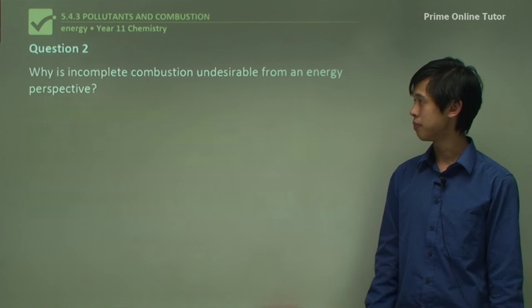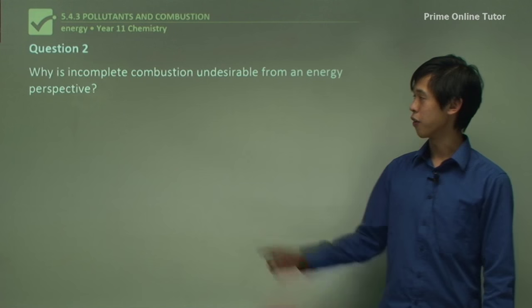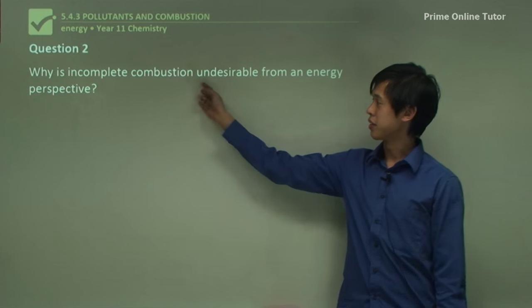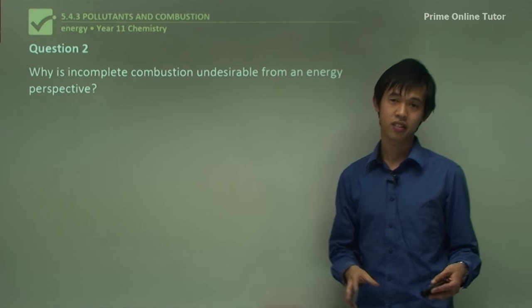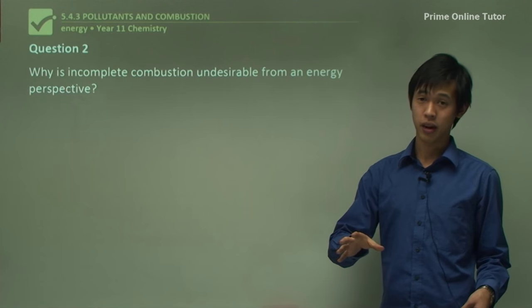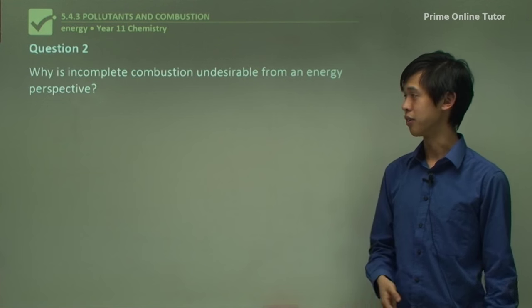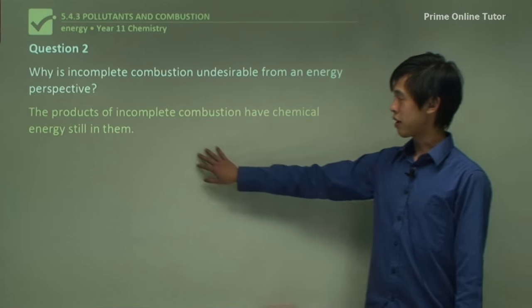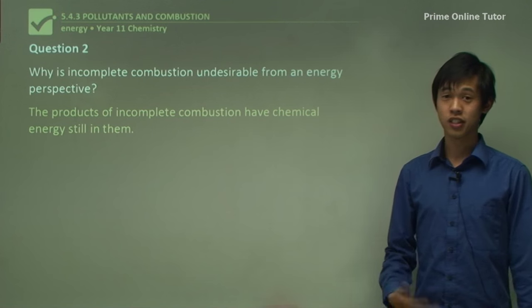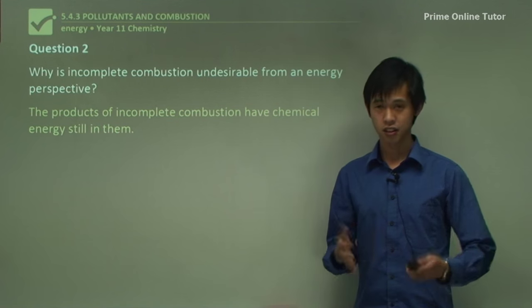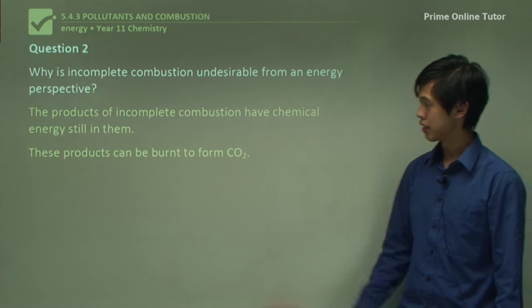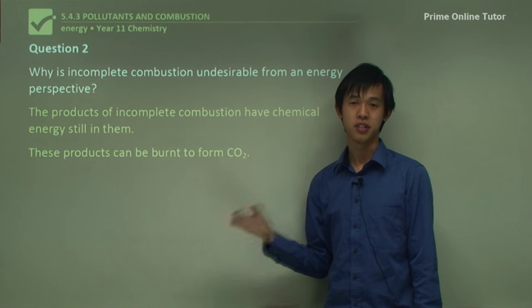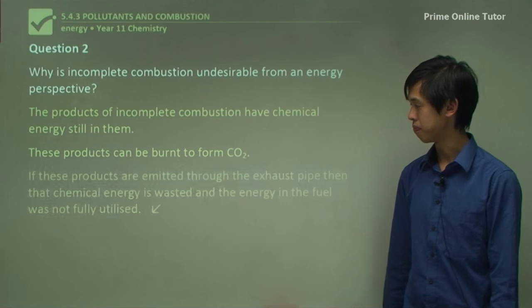Okay, so question two. Why is incomplete combustion undesirable from an energy perspective? We spoke about this in the earlier part of this lesson, so we'll refresh on why. Well, the products of incomplete combustion have chemical energy still in them. So C and CO can still be burnt to give you more energy, because they can be burnt to form CO2, because CO2 is that very low energy molecule.